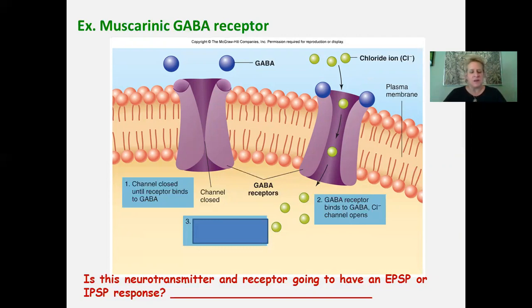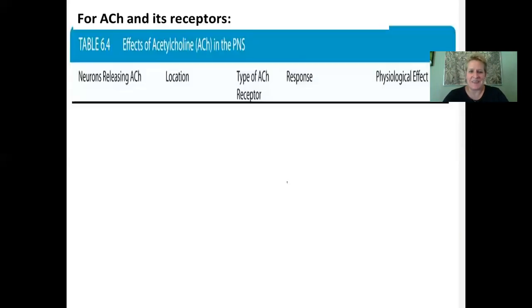So you know it's going to be an IPSP, or an inhibitory postsynaptic potential. It's going to cause that cell, whatever it is, to relax. If it's a muscle cell, it's going to relax. If it's a gland cell, it's not going to secrete anything. So that's your first test in physiology, at least in lecture. All right, we are almost to the end.